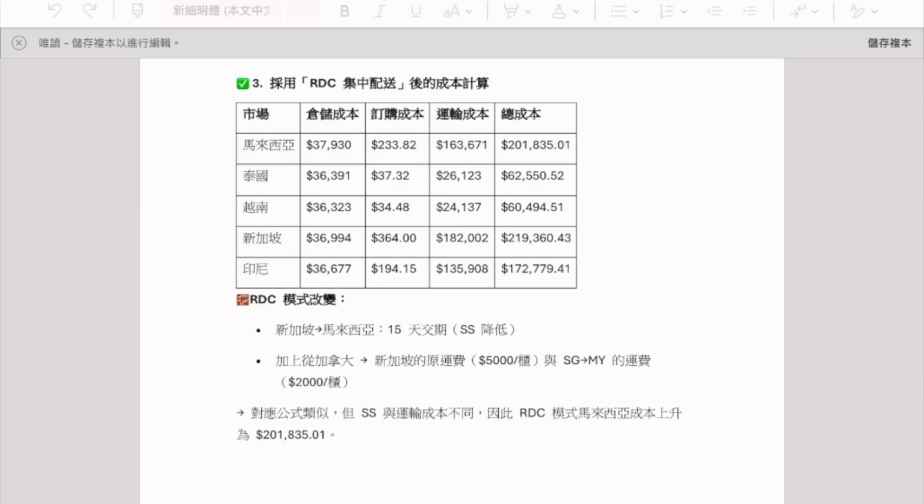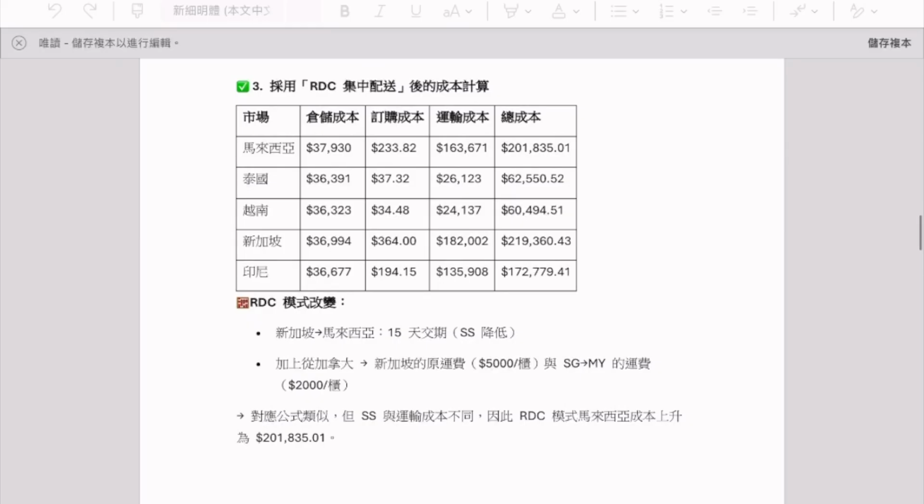In terms of cost, storage costs slightly decrease due to reduced safety stock, thanks to shorter lead times. Ordering costs remain roughly the same, as the number of orders per year does not change significantly. However, the transportation cost increases. In addition to shipping from Canada to Singapore, we now incur extra costs for shipping from Singapore to each market.